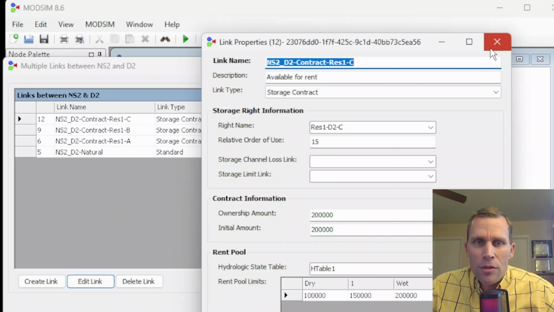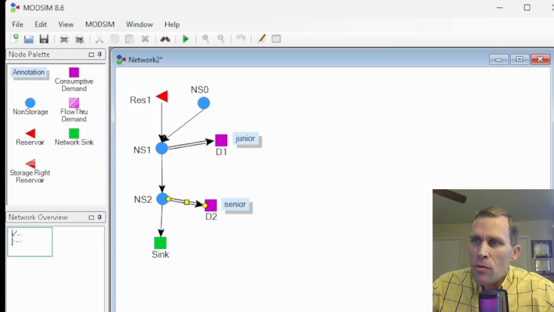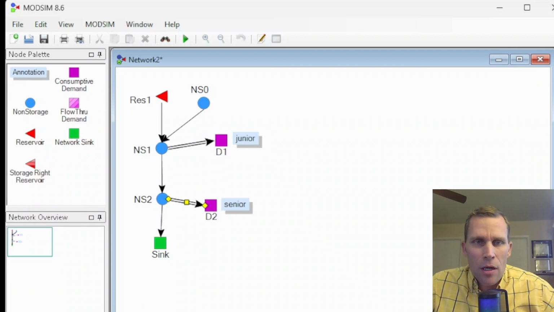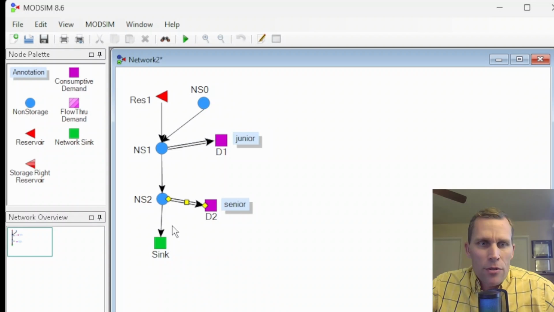Associated with different storage rights. Rent pool contracts automatically carry over from year to year or time period to time period. However, that's different from water service contracts. So let's talk about the water service contracts now.